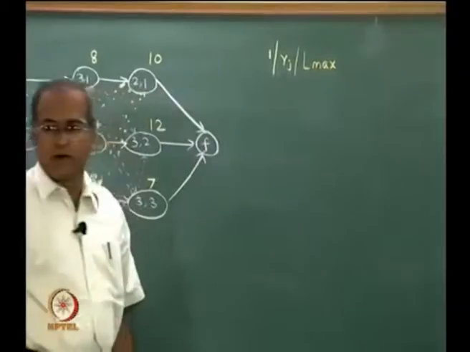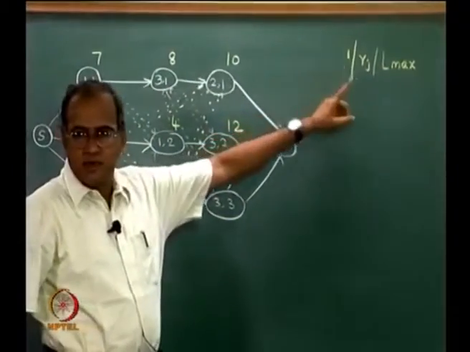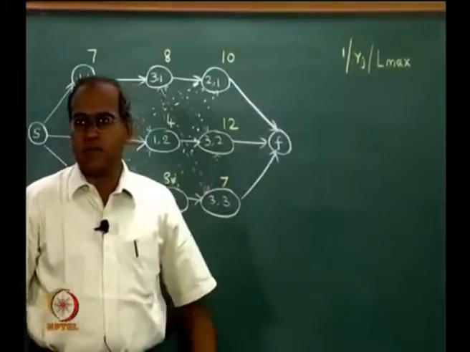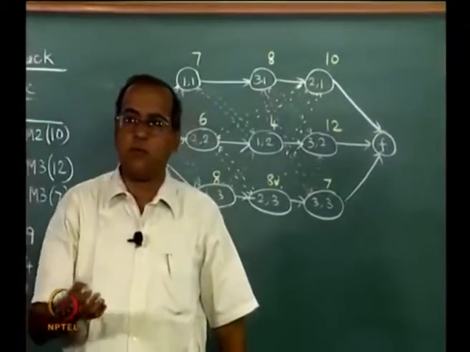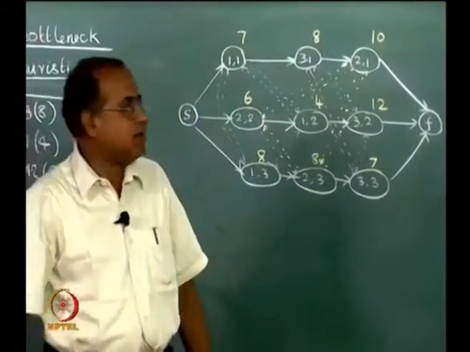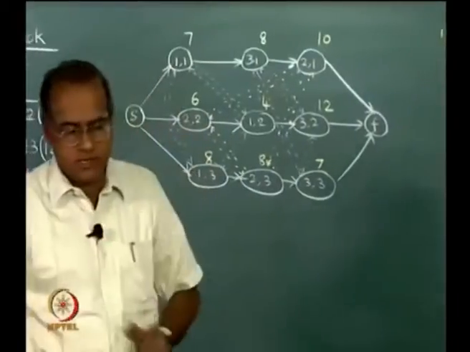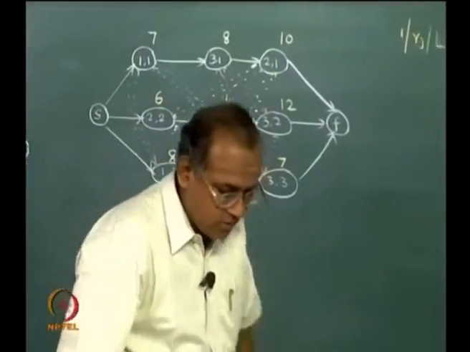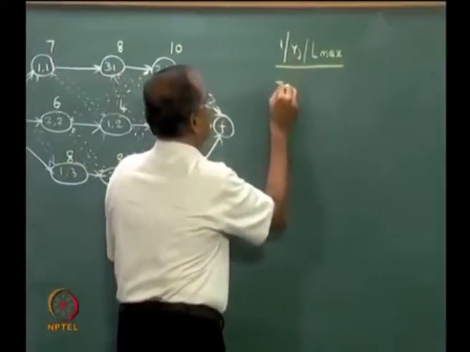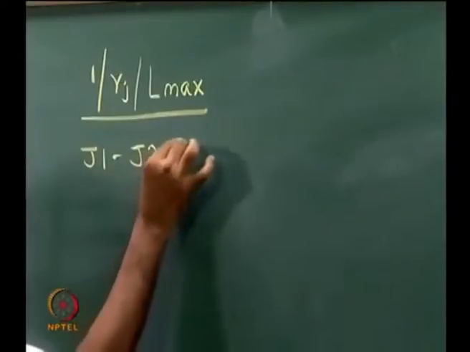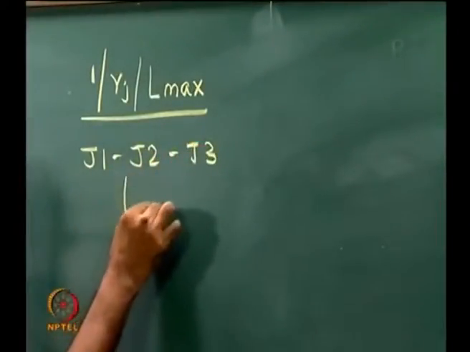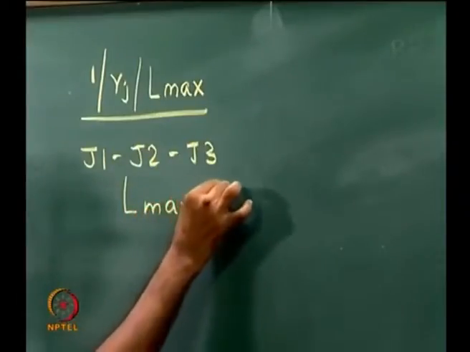We solved a 1 | rj | Lmax problem, where 1 represents a single processor, rj means release times for job j, and Lmax means maximum tardiness that we wish to minimize. So, we solved this problem on M3, and we got the sequence J1, J2, J3, which minimized this, with Lmax equal to 7.